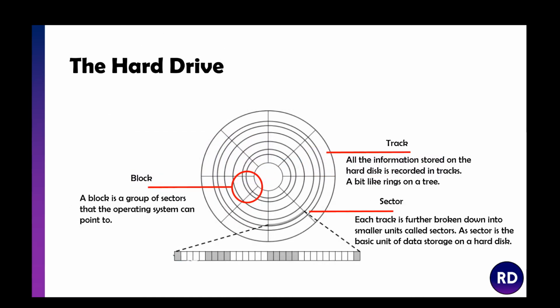Now the hard drive itself, it's got a bunch of different parts to it. So we've got a track, which everything in the hard drive is stored on, and it goes around a little bit like the rings of a tree, which tells you how old it is. All the rings are called tracks and it stores information. Then each track is broken down into things called sectors, and this is the smallest basic unit of data on a hard disk, and a block is a group of these sectors.